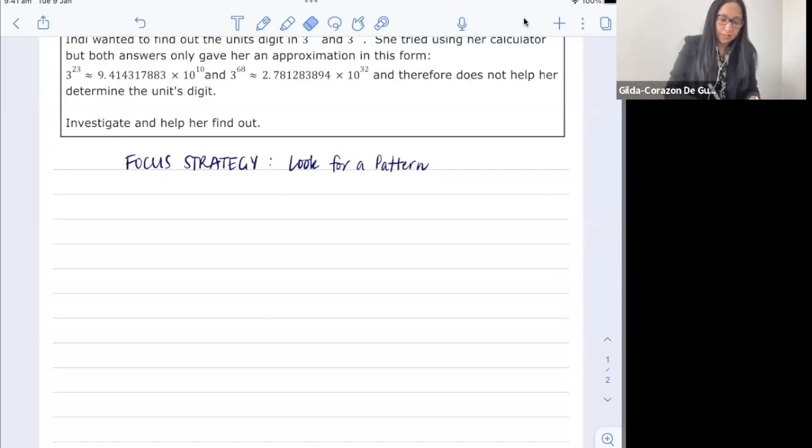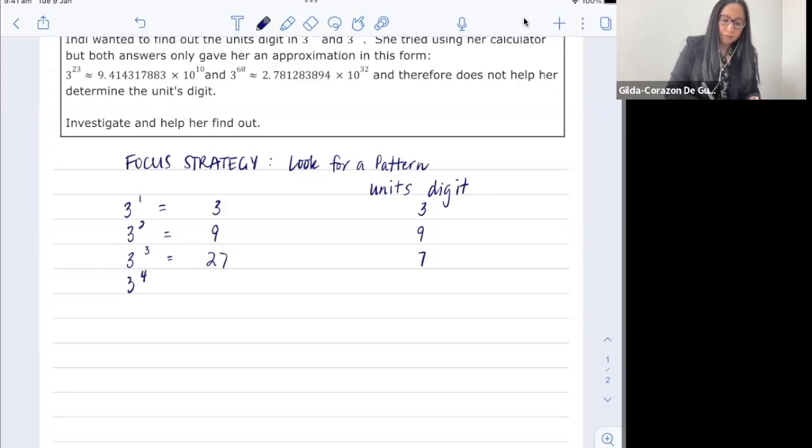So let's start with 3 to the power of 1. We know that 3 to the power of 1 is equal to 3. And maybe we can have a column here to say what's the units digit when we have 3 to the power of 1, right? 3 to the power of 2 would be 9. 3 to the power of 3 is 27. So the units digit here is 3, 9, and then this one 7. 3 to the power of 4 is 81, and therefore the units digit is 1.